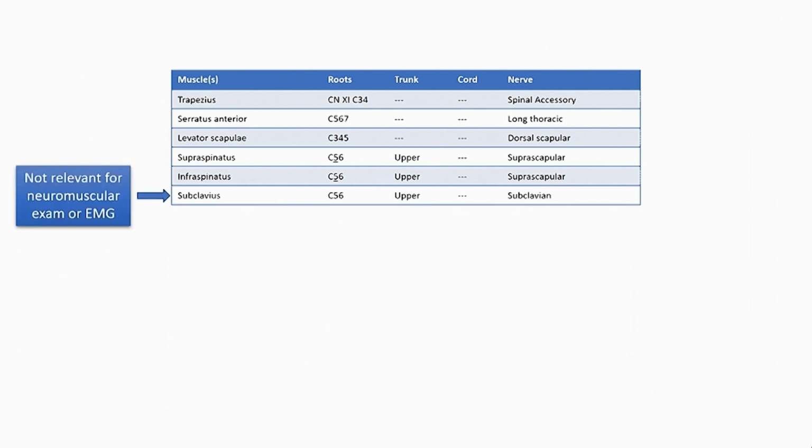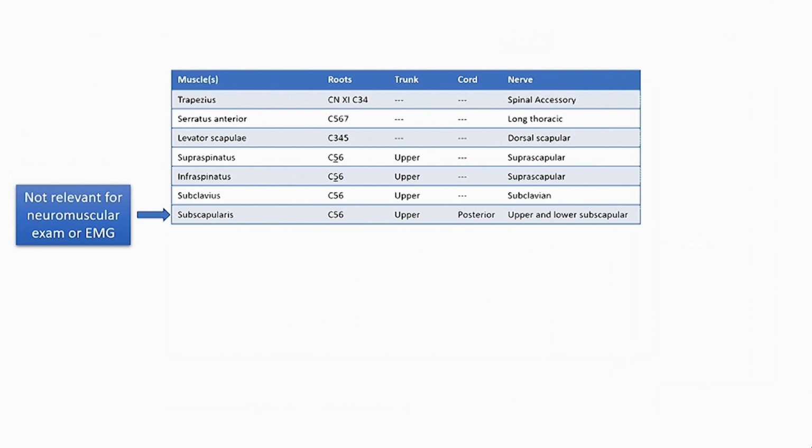The subclavius muscle, this one really isn't relevant for bedside neuromuscular exam or EMG, but I wanted to include it here for those of you that want a comprehensive table. Next is the subscapularis, same.